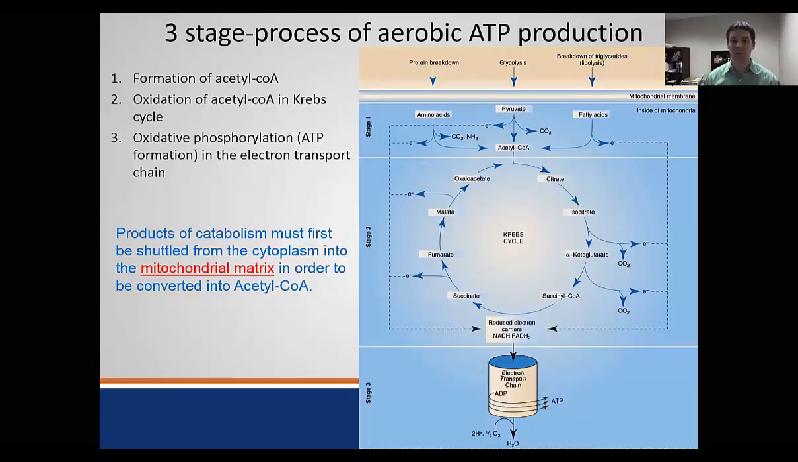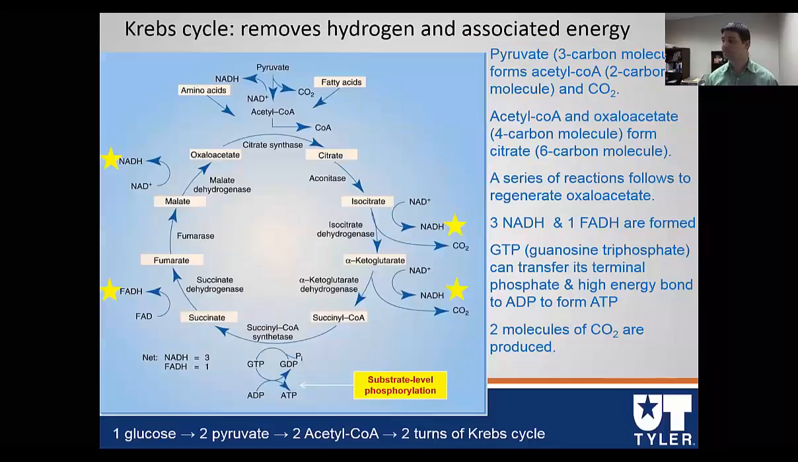It then combines with oxaloacetate and enters the Krebs cycle. So again, acetyl-CoA and oxaloacetate, which is a 4-carbon molecule, form citrate, which is a 6-carbon molecule. There's a series of reactions that follow, known as the Krebs cycle, that ultimately will reproduce oxaloacetate at the end as a 4-carbon molecule. Hence the name Krebs or TCA cycle, because it essentially makes a cycle, right?